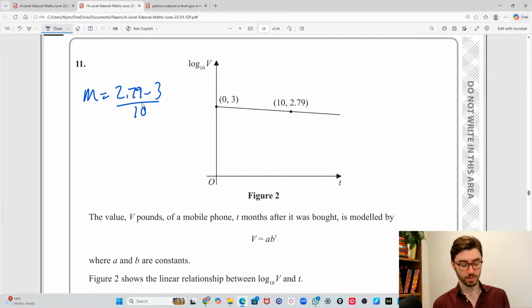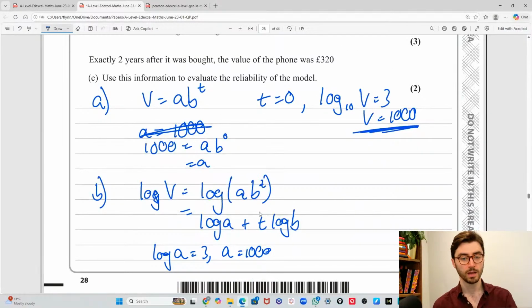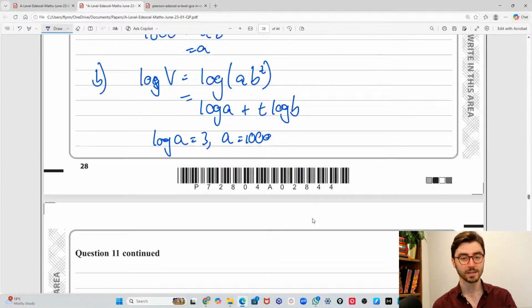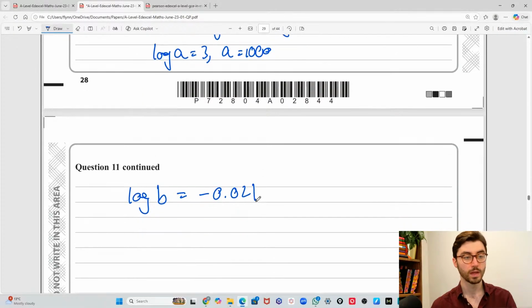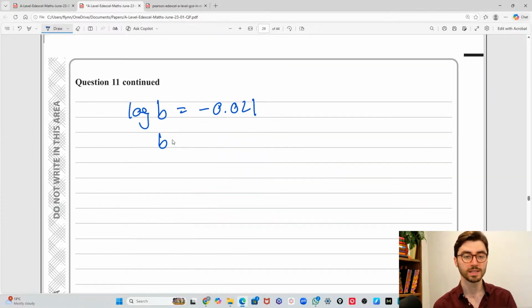I'm not going to be a hero. Let's just type this straight in. 2.79 minus 3 all over 10 is minus 0.021. So that means that log base 10 of b is minus 0.021. So b is equal to 10 to that power.